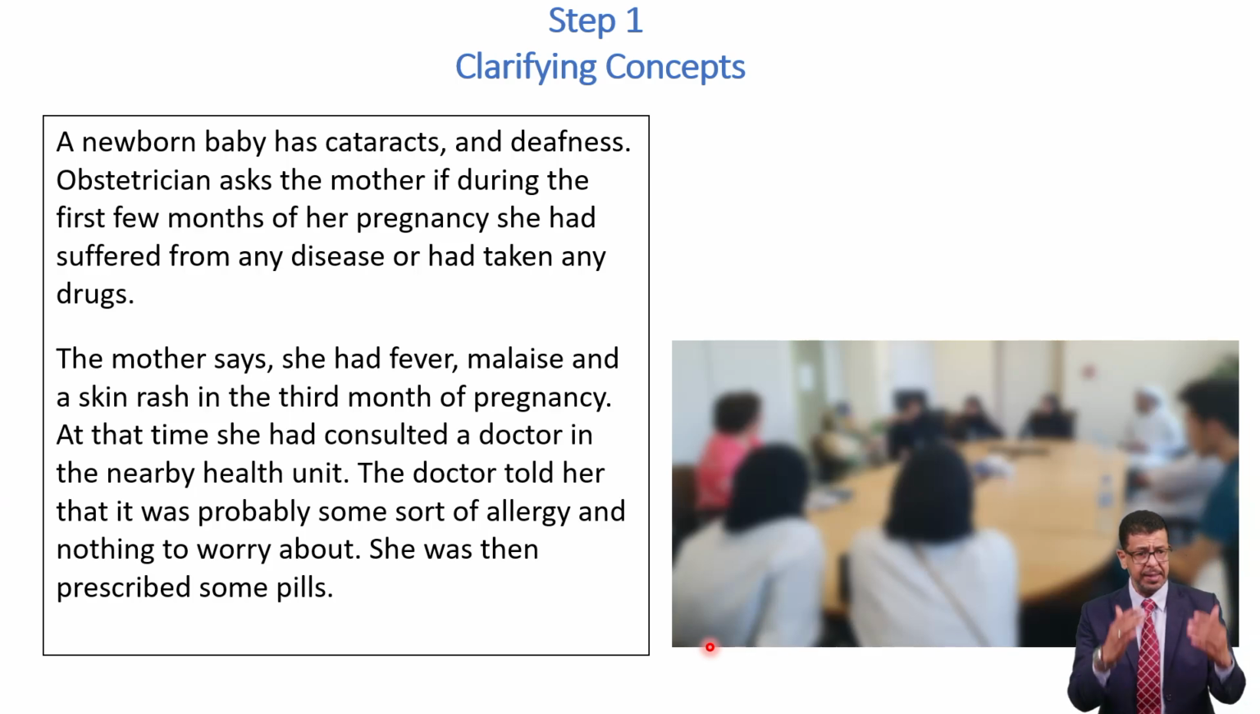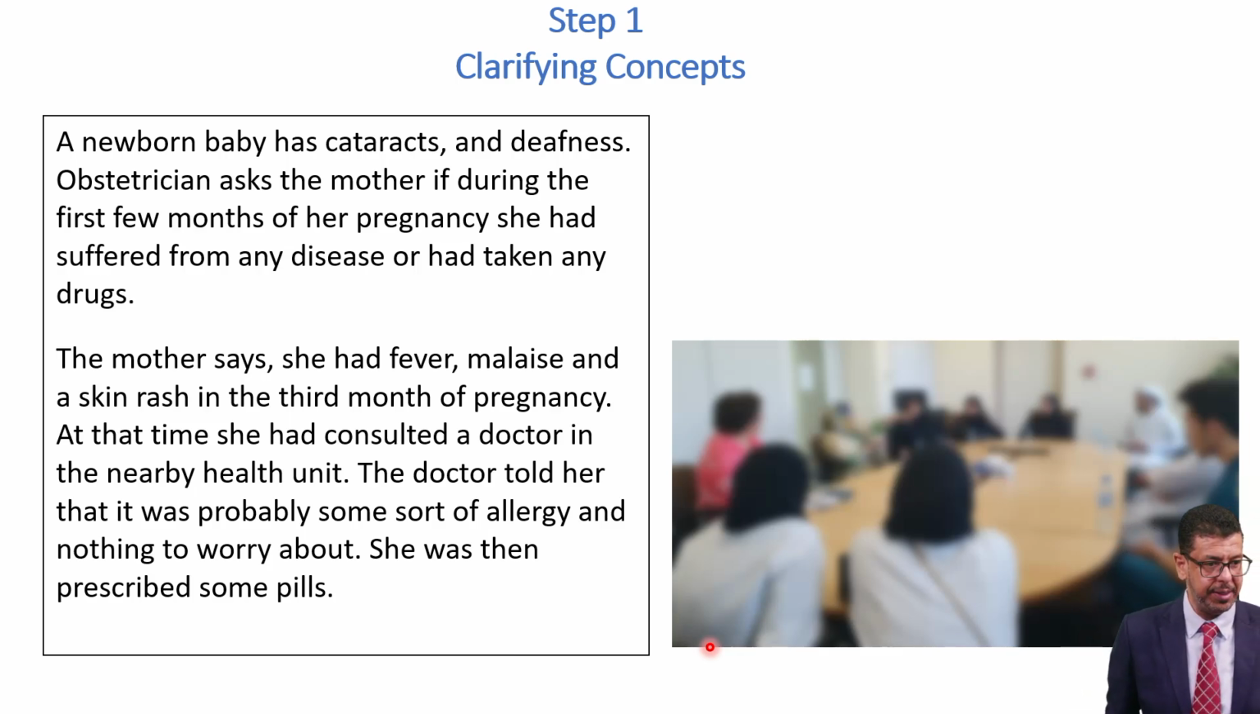Now, let us start with this case scenario, and let us read it carefully. A newborn baby has a cataract and deafness. The obstetrician asked the mother if during the first few months of her pregnancy she had suffered from any disease or had taken any drugs. The mother says she had fever, malaise, and skin rash in the 3rd month of pregnancy. At that time, she had consulted a doctor in a nearby health unit. The doctor told her that it was probably some sort of allergy and nothing to worry about. She was then prescribed some pills.